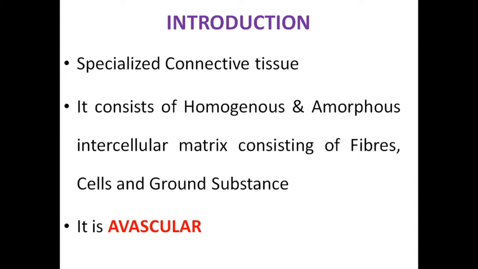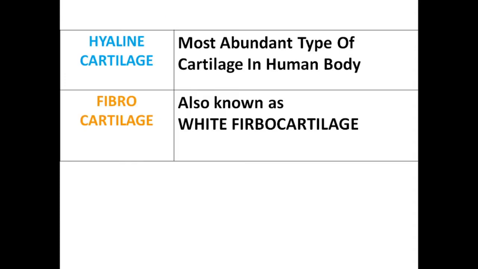And moreover, it is very important to remember that it is avascular. So these are the 3 points which should be mentioned under the heading of introduction. And for the individual cartilages, the hyaline cartilage, as we know, is the most abundant type of cartilage in the human body. So if hyaline cartilage is asked, apart from the 3 points, we have to write that it is the most abundant type of cartilage in the human body. And fibrocartilage is also known as the white fibrocartilage. So that is how we can present the introduction.